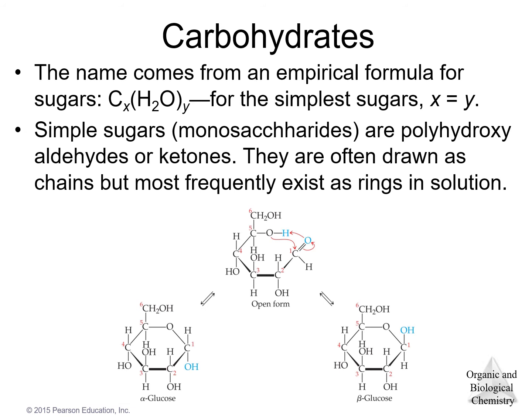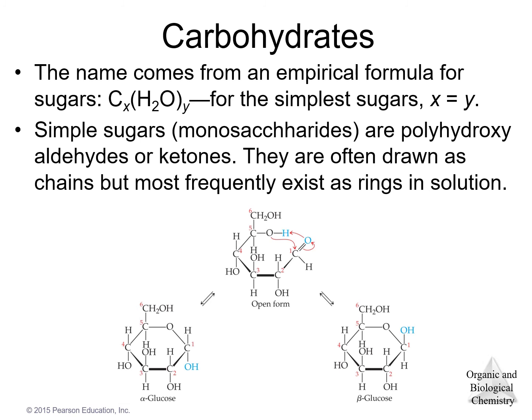Carbohydrates. Let's talk about simple sugars. They are simple ones. That's how they look right there. Simple sugars, or monosaccharides, are often drawn in chains, but they are mostly rings in a solution. So the one that we talk about a lot in biochem is glucose. So you got alpha glucose and you got beta glucose. So we talk about those a lot.